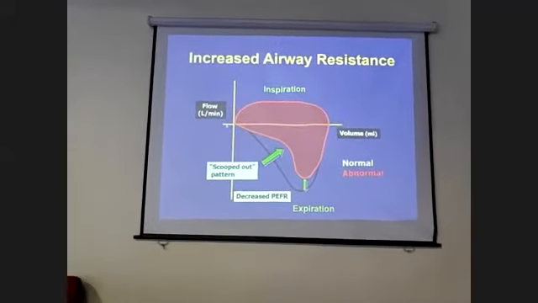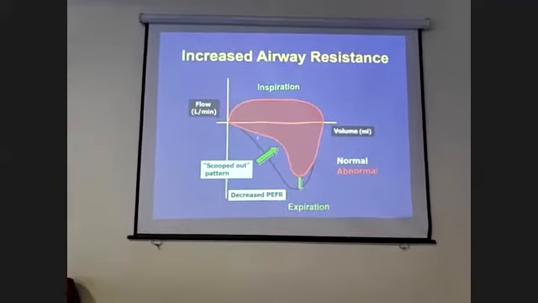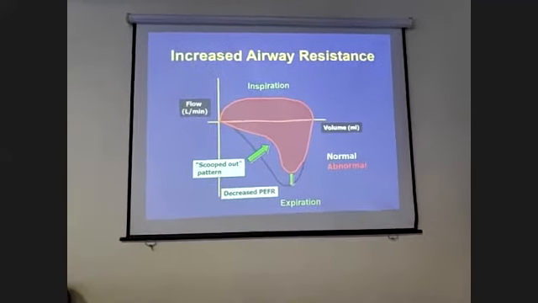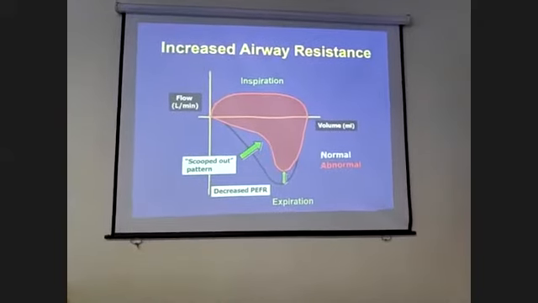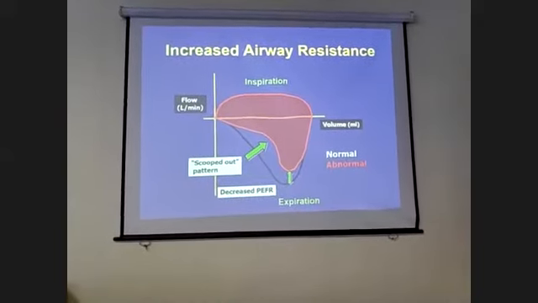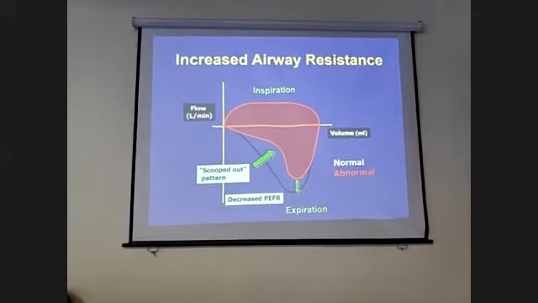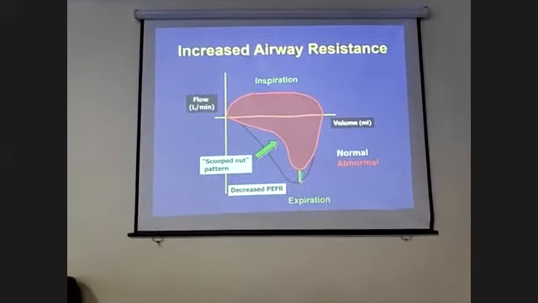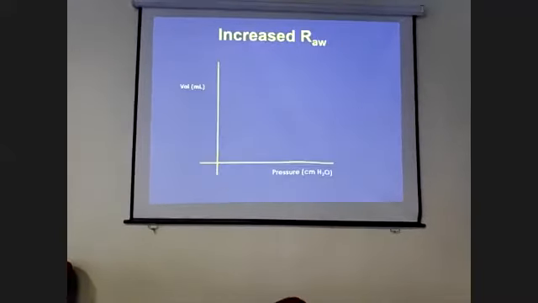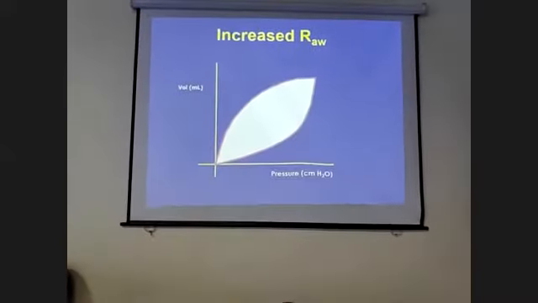So, if you get a scooped out pattern in the flow volume loop in any patient when you are putting them on mechanical ventilation, you have to understand that this patient's airway resistance is high. Okay. Now we go to the next graph.